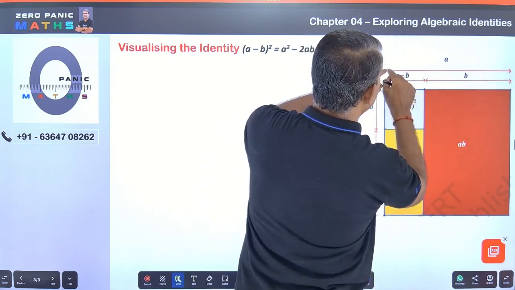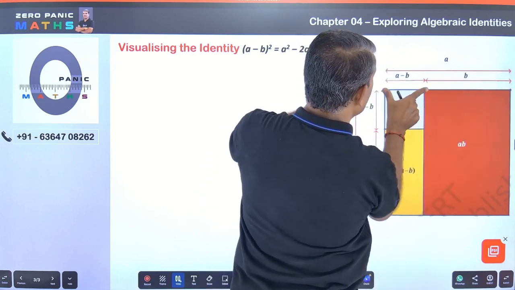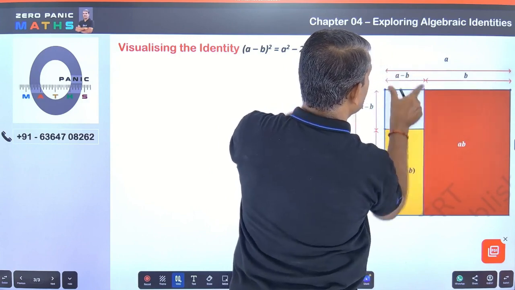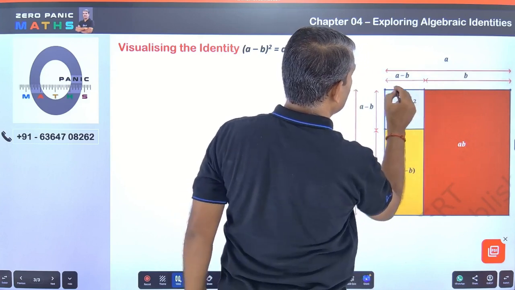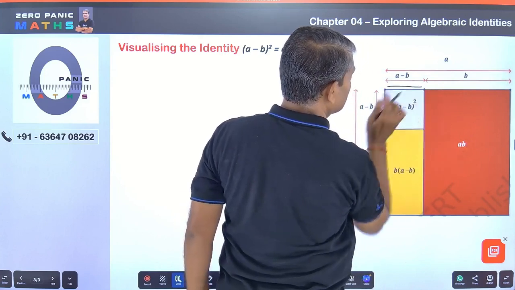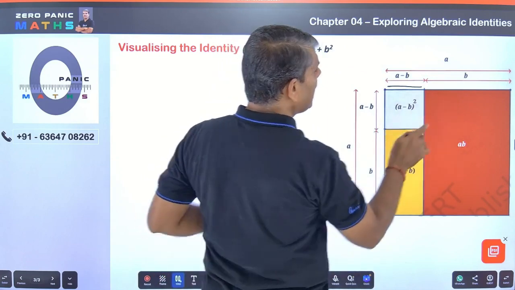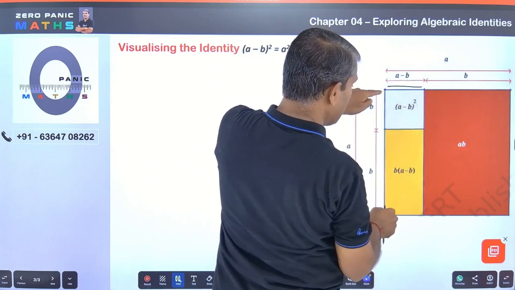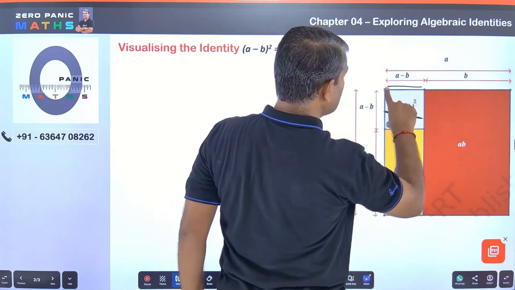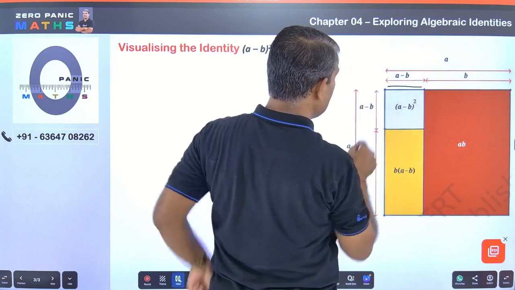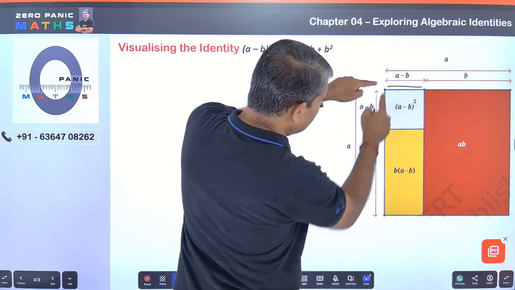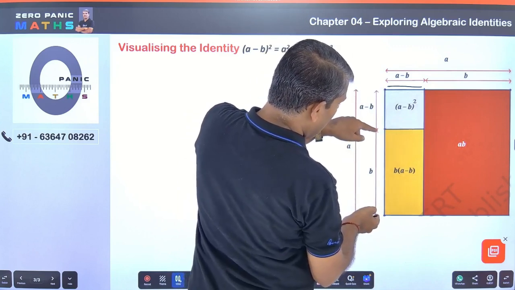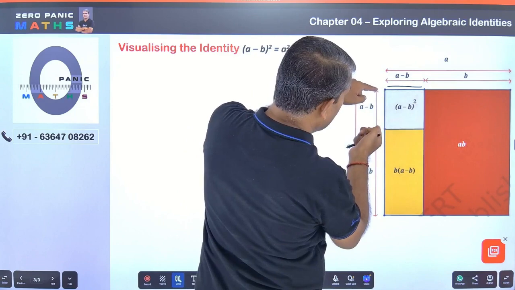Okay, now if this is a and this is b, what is this? It will be a and minus this, that is a minus b. So a minus b is this for me. A minus b is this length. You understood this? Similarly, if I extend this horizontal line just similar to the vertical line, here also this length will be a minus b, because the whole height of this square is a that I am considering. And if this is b, this will be a minus b for me.